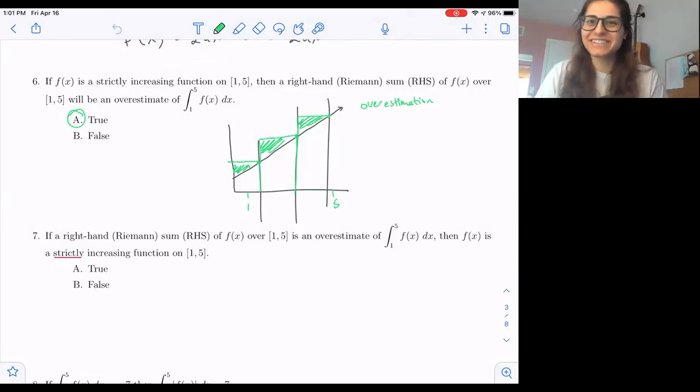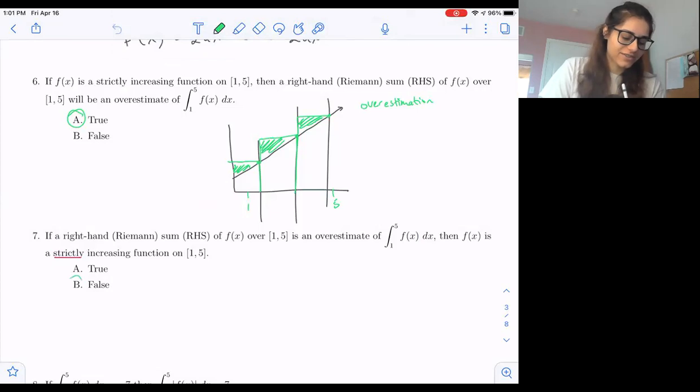If it's strictly increasing, we can say that it will be an overestimation. Okay, so this one is false.